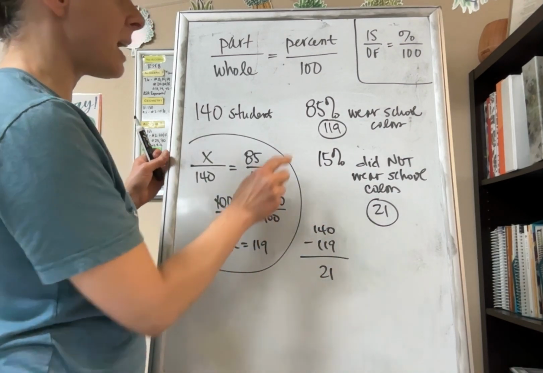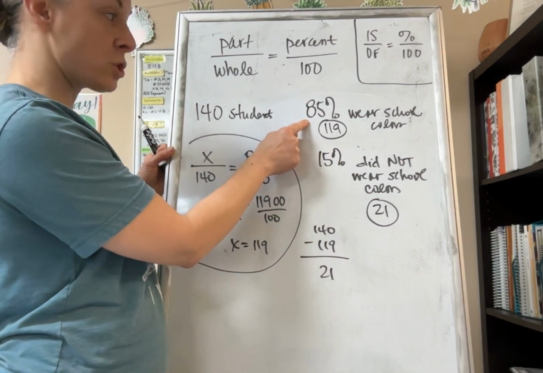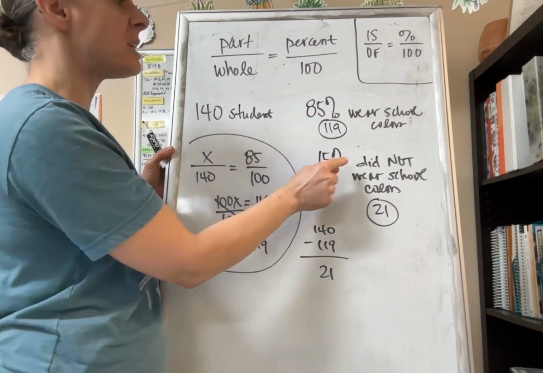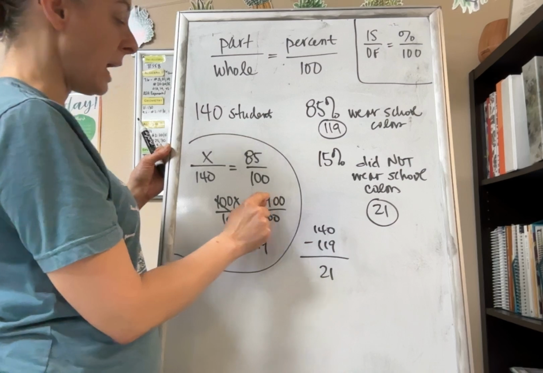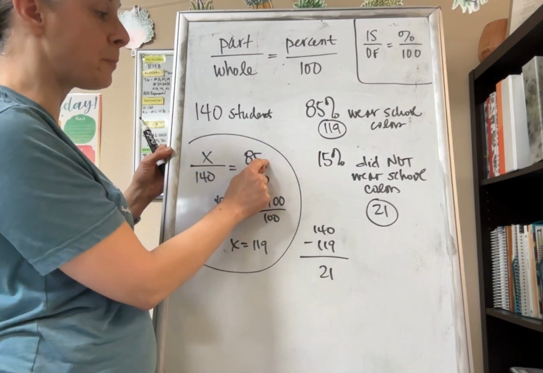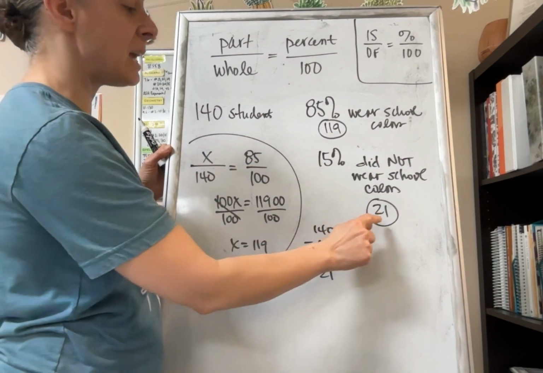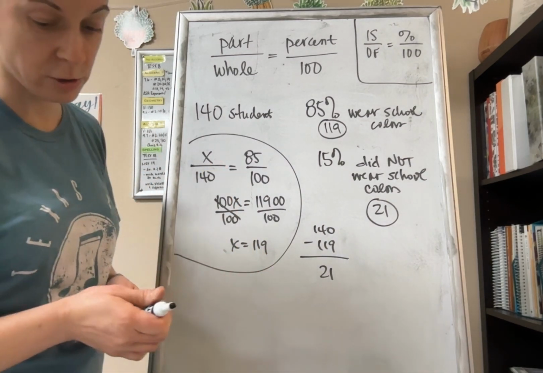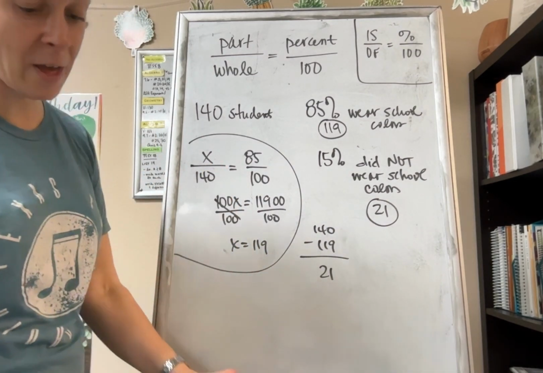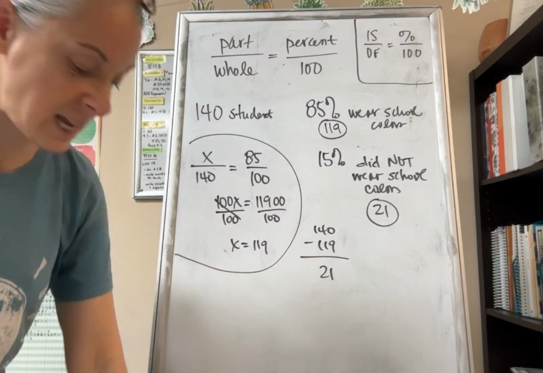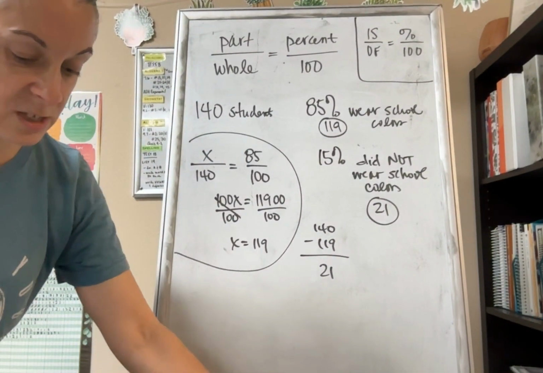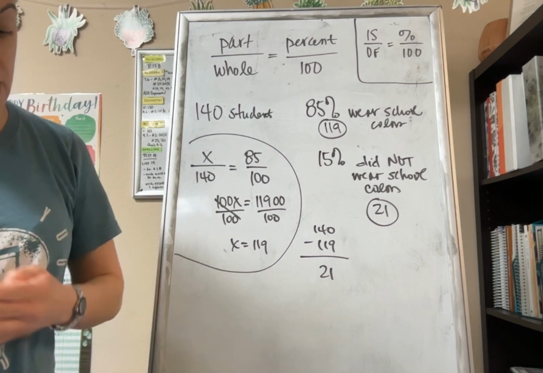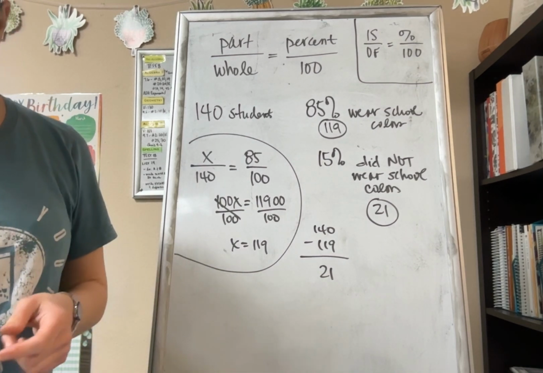Or I can say if 85% wore school colors, 100% minus 85% means 15% did not wear school colors, and I can work my proportion with 15%, and the answer that I get will be the number of students who did not wear school colors. Okay? And both of these methods are listed on page 318 in your textbook. And then Skill Check C gives you an opportunity to practice finding the missing number.